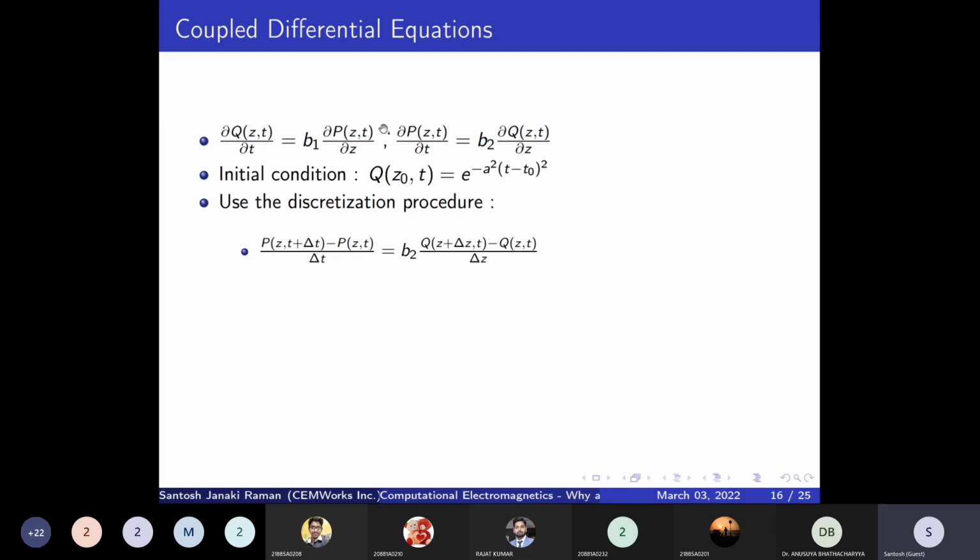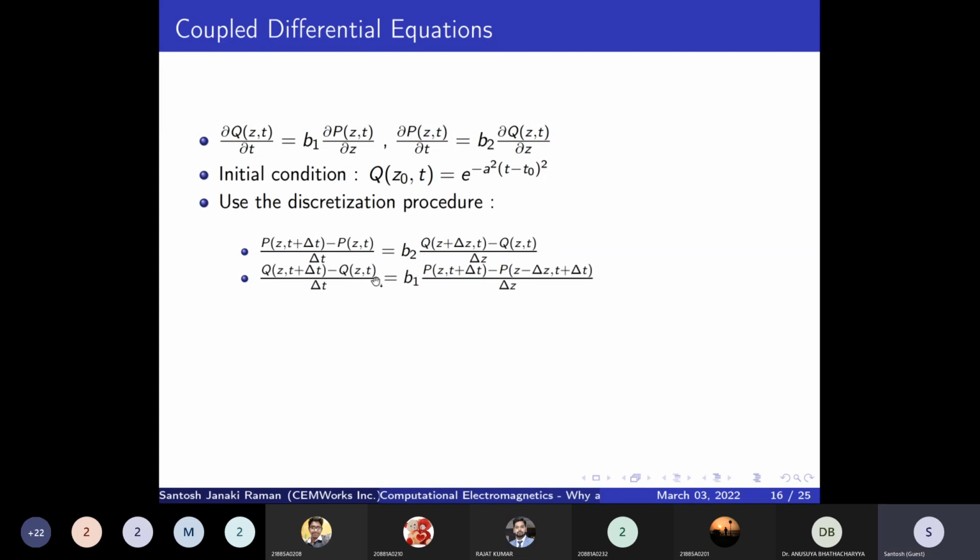That is, z is constant. This is a partial differential, right? So z is constant, and you find a derivative with respect to time. That's what partial differential means. You have to keep one variable constant and find the change of that parameter with respect to the other variable. So this one becomes equal to b2 times Q(z plus delta z, t) minus Q(z, t), divided by delta z. This is very straightforward.